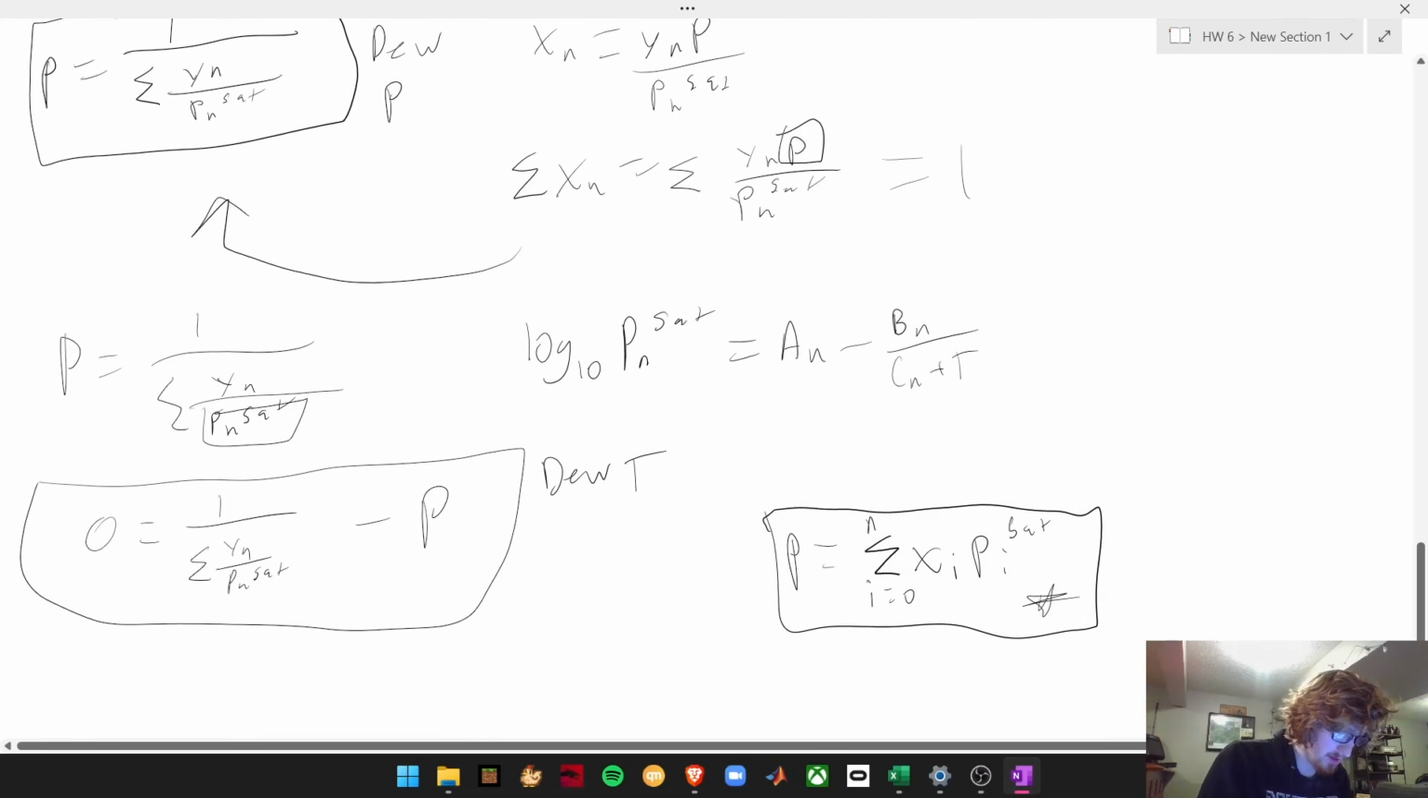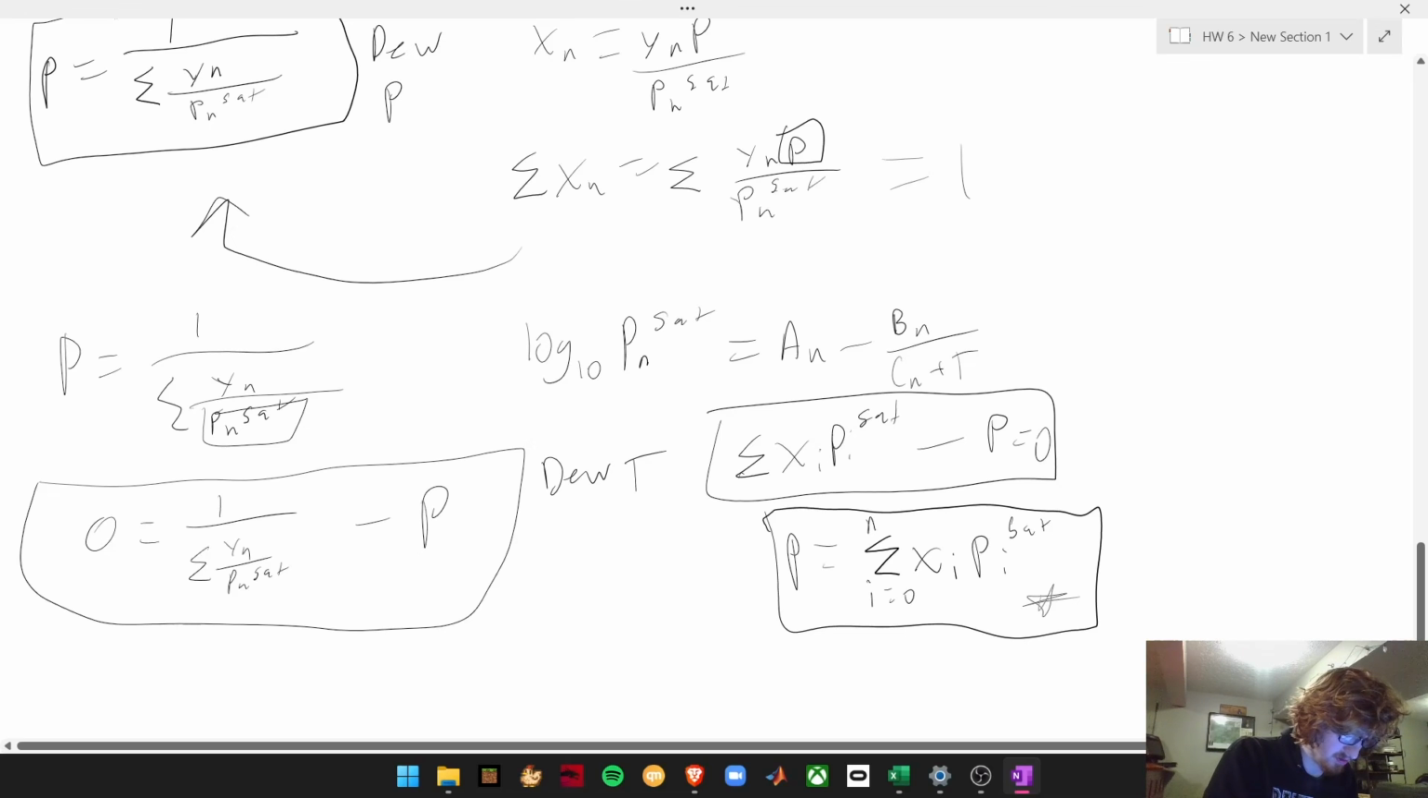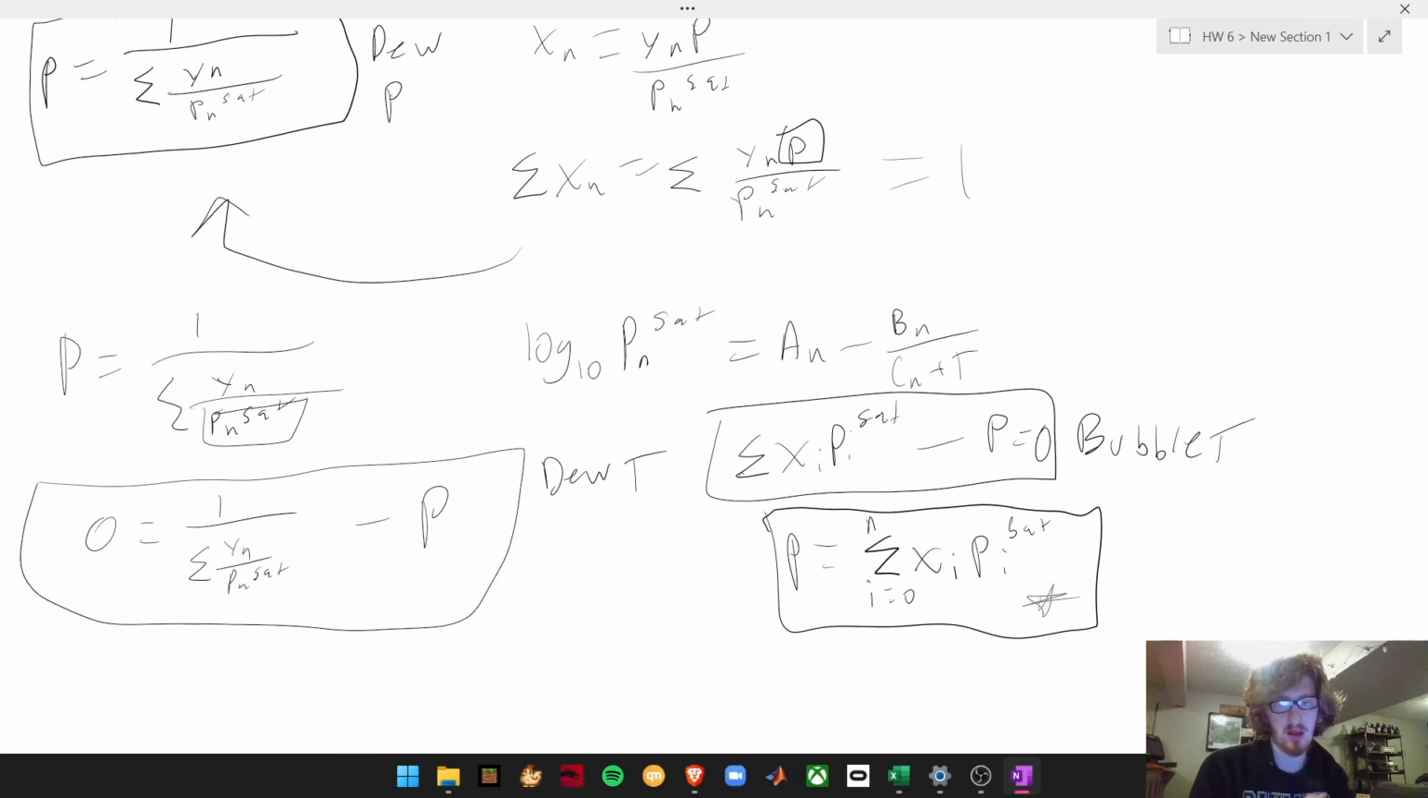We can do the same thing where we say our sum of our individual components in the liquid phase times the saturation vapor pressure minus P is going to be equal to 0, and that's our bubble temperature. So from here, all we need to do is put these into Python and use the root solver, and we'll be able to solve for bubble pressure, bubble temperature, dew pressure, and dew temperature, either through some simple equations or through a root solver.